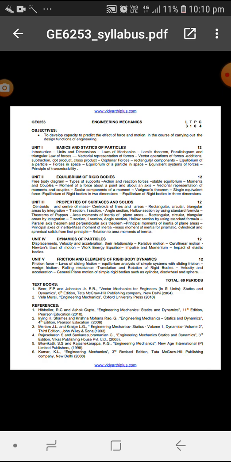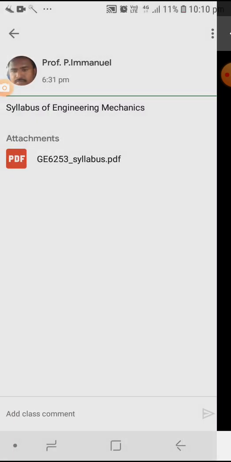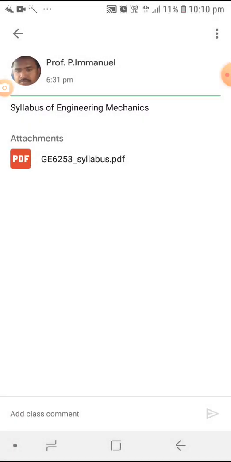There are 5 units. The first unit is about the basics and statics of a particle. The second unit deals with the equilibrium of rigid bodies. The third unit deals with properties of surfaces and solids. The fourth unit deals with dynamics of particles, and the last unit is about friction and elements of rigid body dynamics. So this is the Google Classroom, and this is the end of the video.